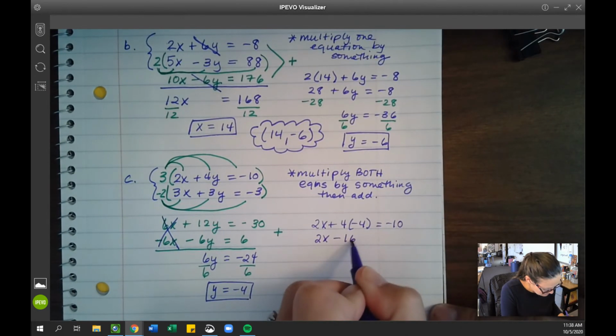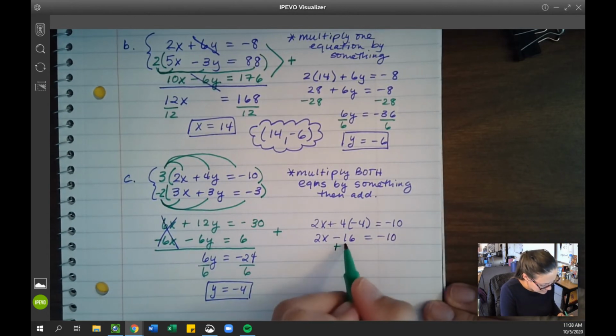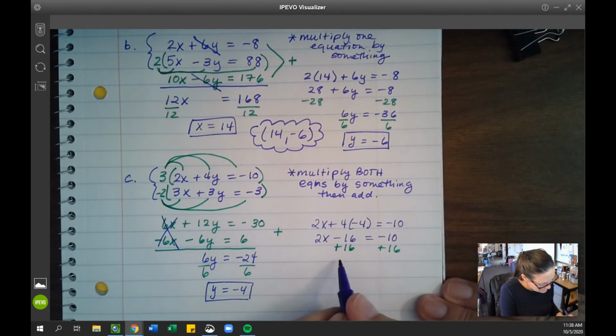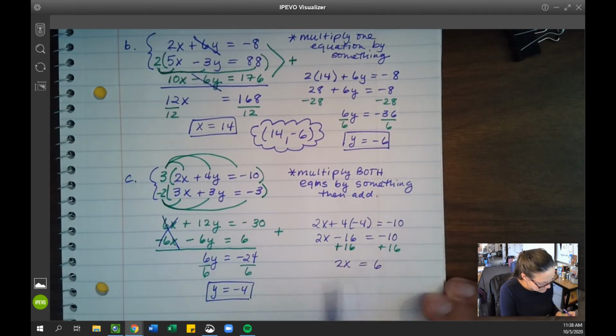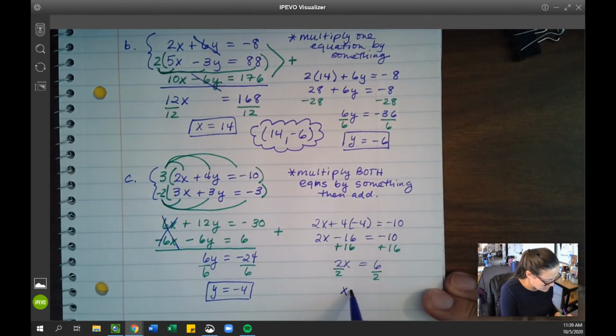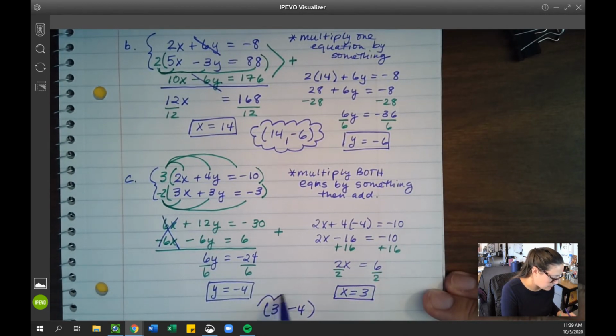That gives me 2x minus 16. And now I'm going to add 16 to both sides, which gives me 2x equals 6. Divide by 2. We get x equals 3. So my answer here would be 3, negative 4.